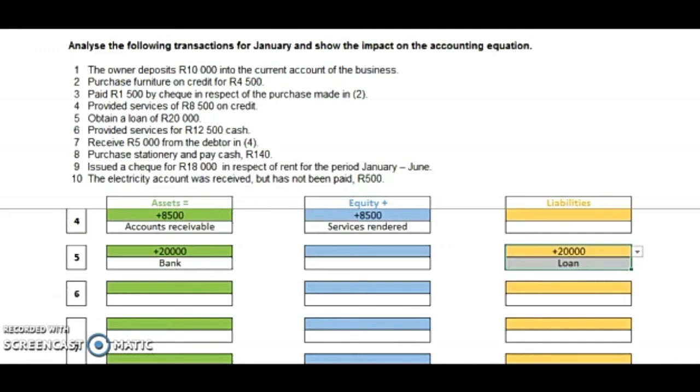Our assets increase by 12,500 Rand. This is in respect of services rendered, which increases equity with 12,500 Rand as well.